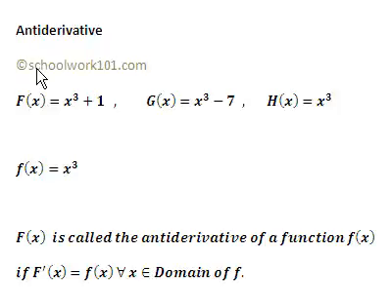We're talking about antiderivatives in this lesson. These are the antiderivatives F of x, G of x, and H of x of small f of x, which is equal to x cubed. So these are the antiderivatives of f of x.